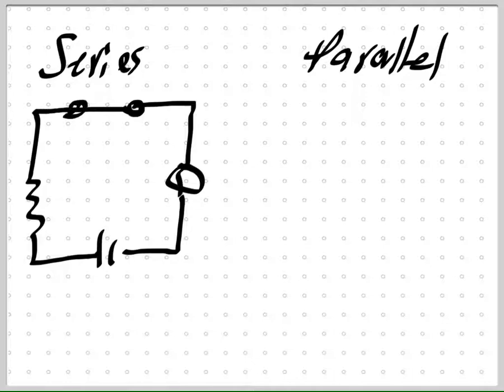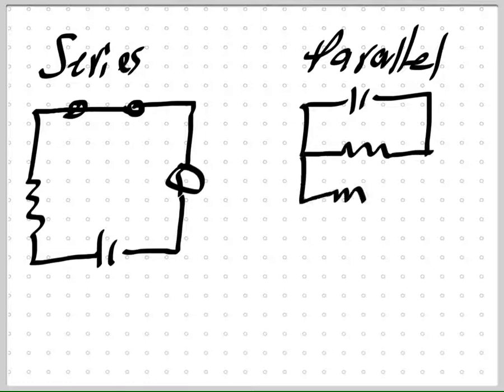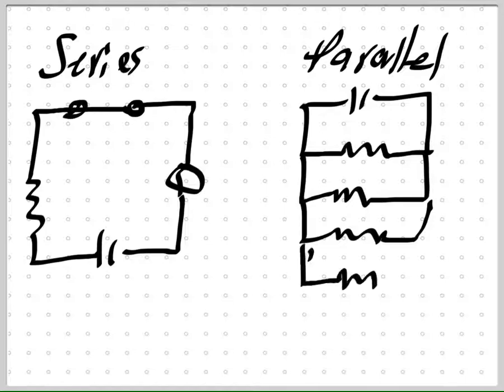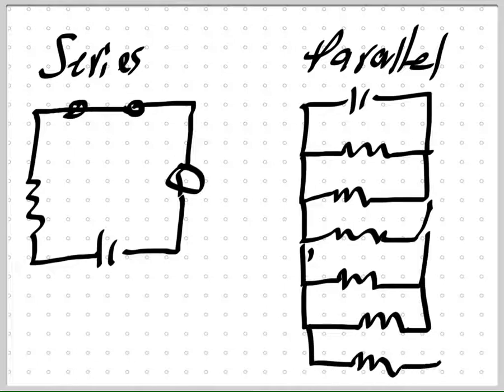Now let's look at a parallel circuit. A parallel circuit looks kind of like the same thing except it's parallel. So here's a resistor, and then here's a resistor, and then here's a resistor, and another, and another. Okay, so that's a parallel circuit.